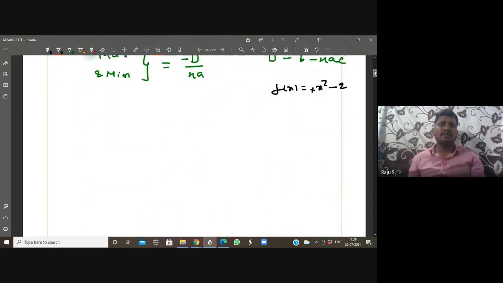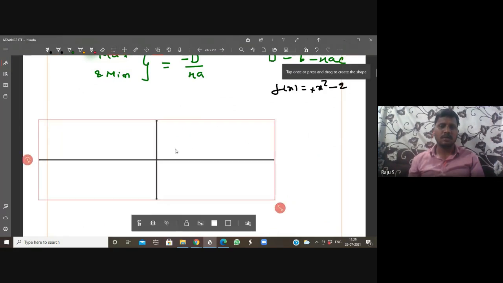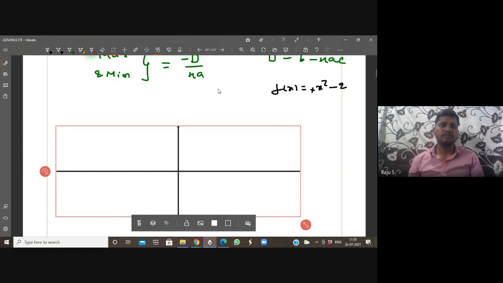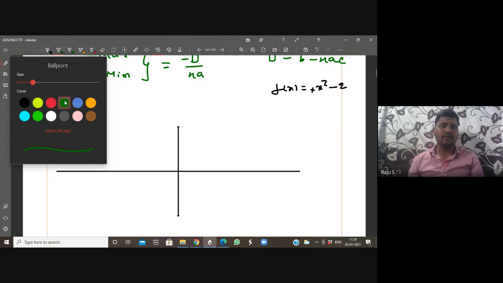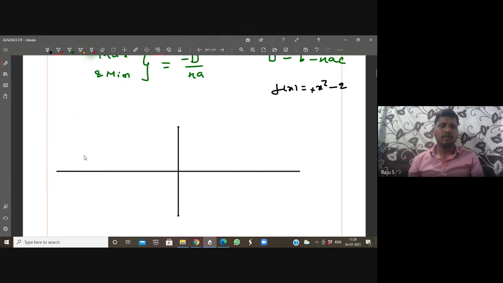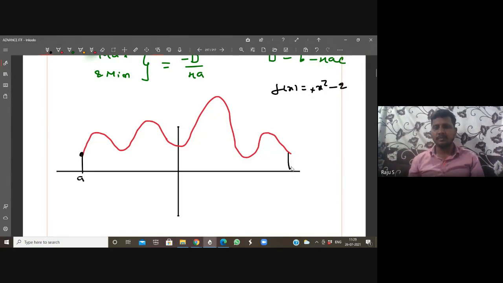For example, I'm going to take the graph of a function, a curve like this. It is very interesting. I'm taking the given interval, this is A, this is B. I want to check maxima and minima in the open interval A comma B.